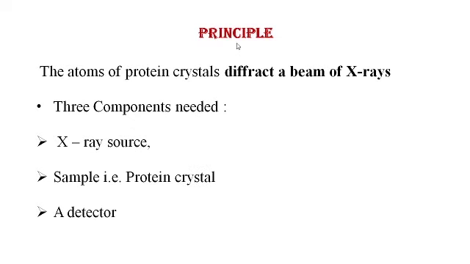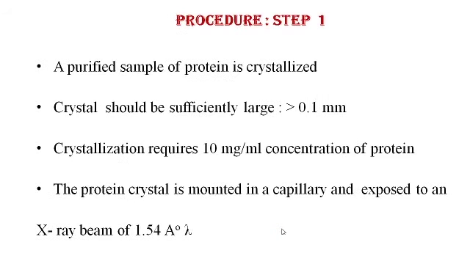The principle of X-ray crystallography is nothing but the diffraction of a beam of X-rays by the electrons that are present in the atoms of the proteins, and then studying this diffraction pattern and, with the help of computer software, constructing a three-dimensional image of the protein crystals. The components that are needed for X-ray crystallography are a source which generates the X-rays, a protein crystal which serves as a sample, and a detector.